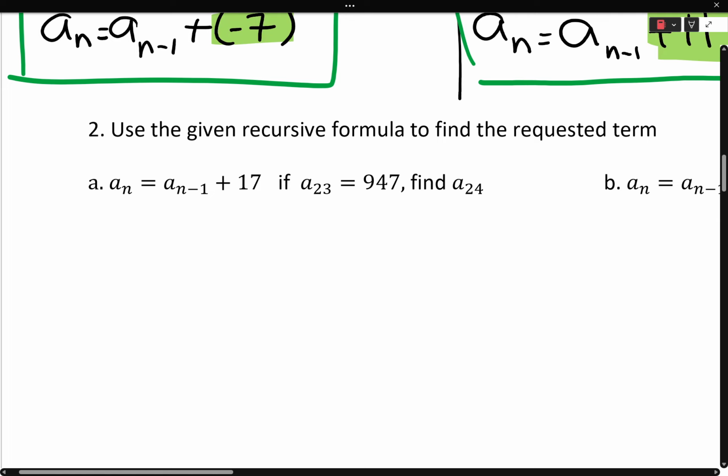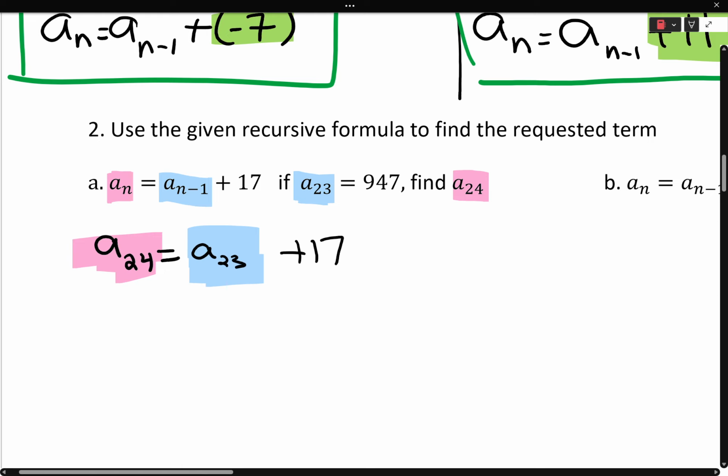So an, that's the term we're finding. That's A24. So A24 equals an minus 1, which is the previous term. So that's A23. And then our common difference is plus 17. We didn't need to find it.